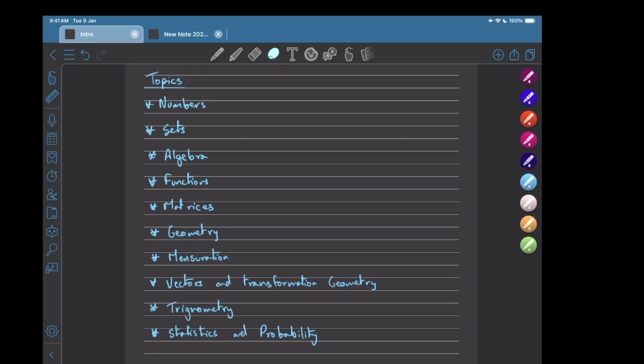When I say focused, question 1 will revolve around one particular topic, and sometimes you might get two topics in one question. That's also acceptable in paper 2. But in paper 1, one question may have a little bit of different topics together. So these are the topics: numbers, sets, algebra, functions, matrices, geometry, mensuration, vectors and transformation geometry, trigonometry, statistics, and probability. This is it. These are the topics you will be having.